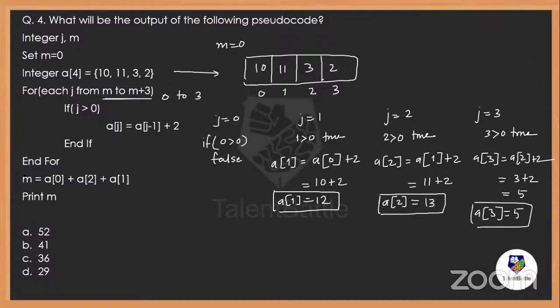After that, they're asking us to calculate the value of m based on the updated a of 0, a of 2, and a of 1. So m is equal to a of 0 plus a of 2 plus a of 1. Whatever is updated, that we will use. A of 0, no modification, so that will be 10, plus a of 2, we got the modified value, that is 13, plus a of 1 also we got the modified value, that is 12. So what will be the final answer? 10 plus 13 plus 12.